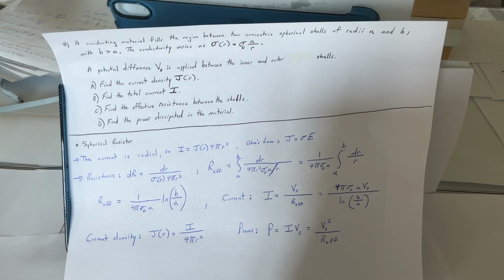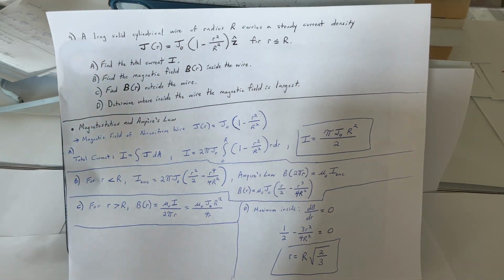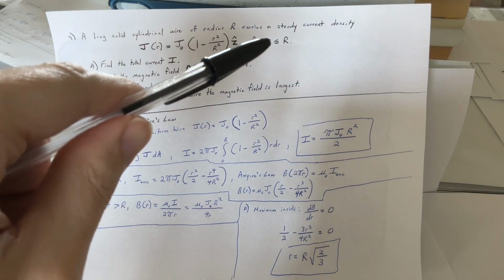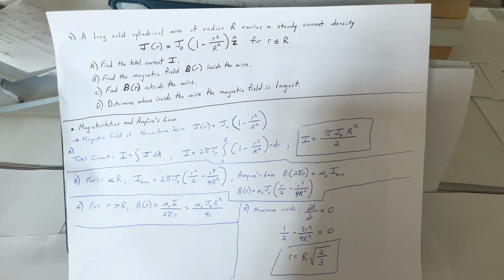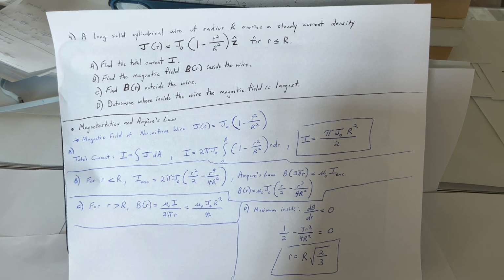Okay, so moving along to number 9. A long solid cylindrical wire of radius R carries a steady current density J of r equals J naught times the quantity 1 minus r squared over capital R squared, in the z hat direction, for r less than or equal to capital R. Find the total current I, find the magnetic field B of r inside the wire, find B of r outside the wire, and determine where inside the wire the magnetic field is largest. So this is a magnetostatics and Ampere's law problem.